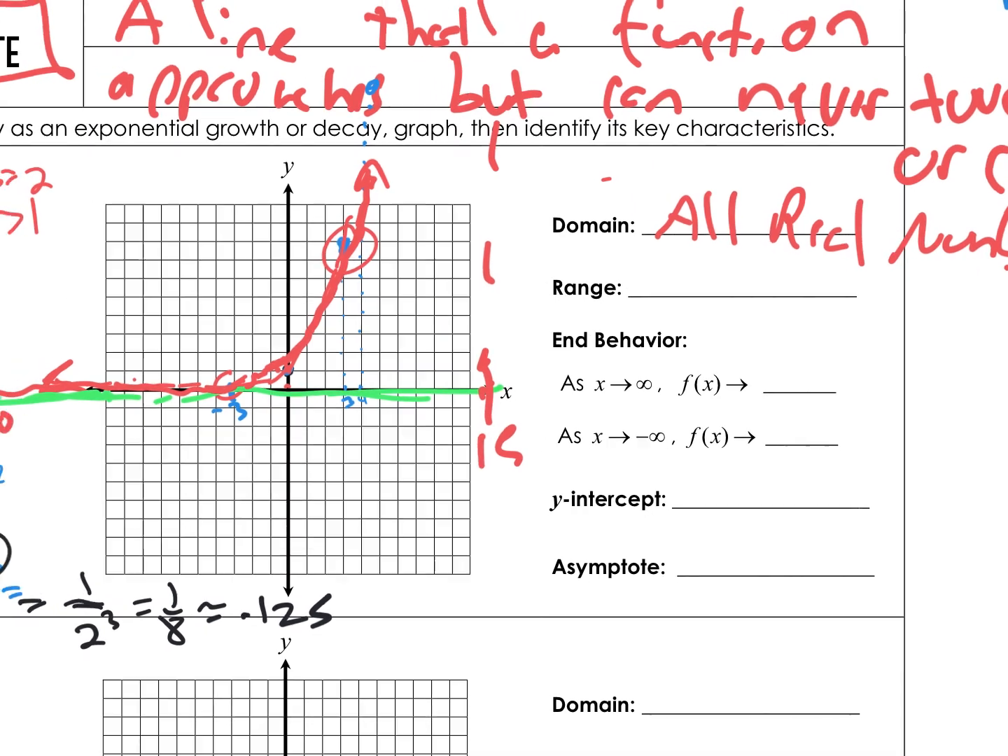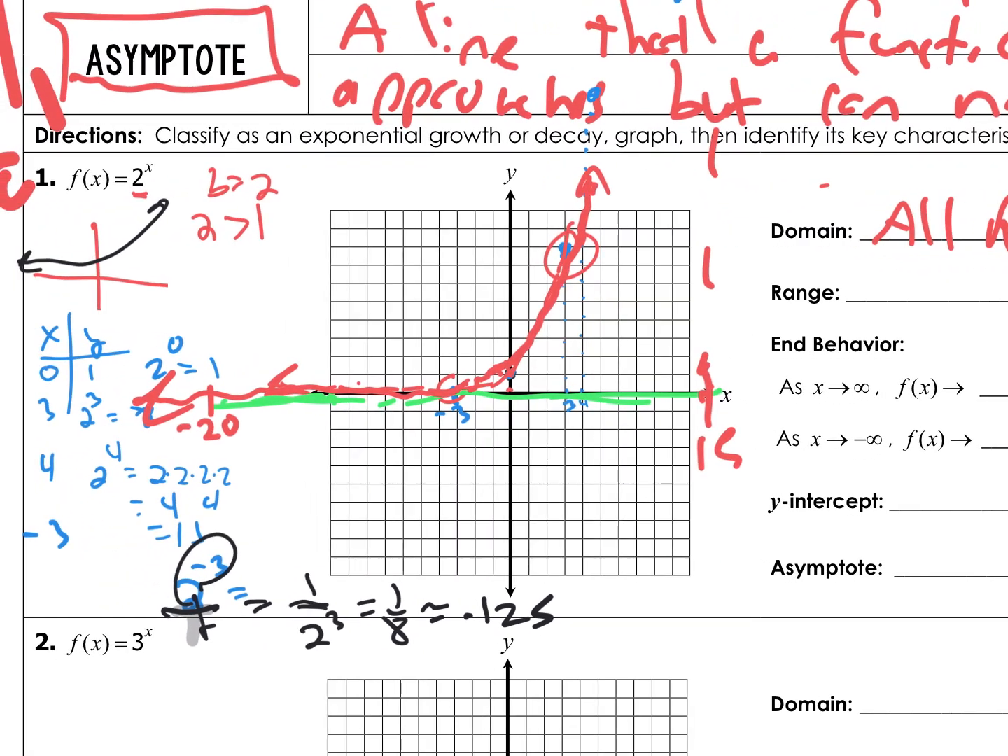Now the range are all your y values. Look at that graph very closely. Will the y's ever be negative? You mean it's going to cross the x-axis? Look at it. Does it look like it's going to cross the x-axis? It can't cross the x-axis. The x-axis is called the asymptote. The function cannot cross it.